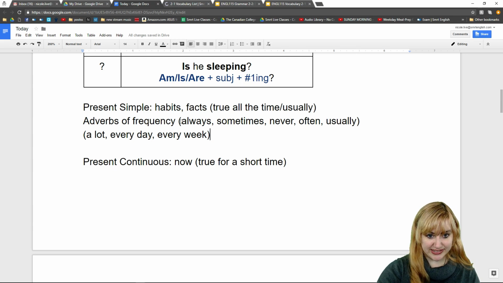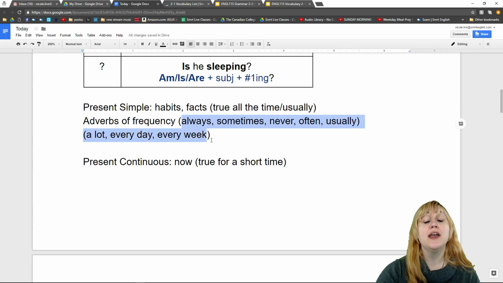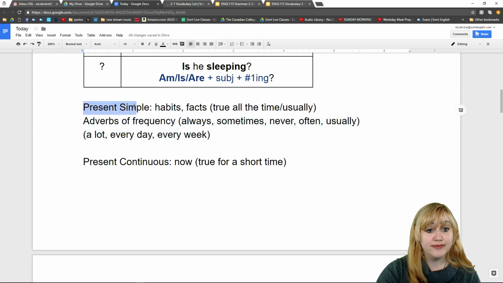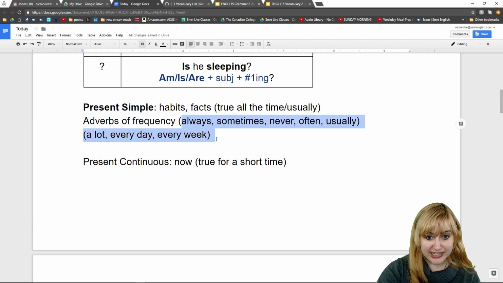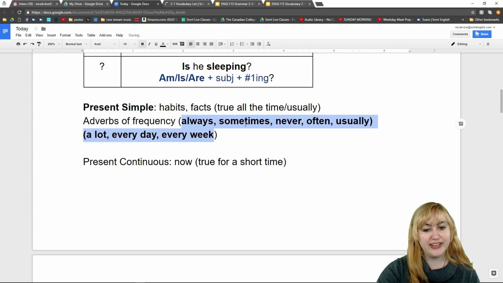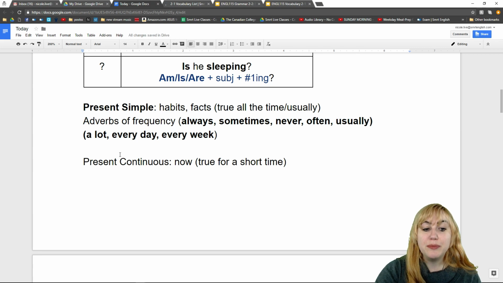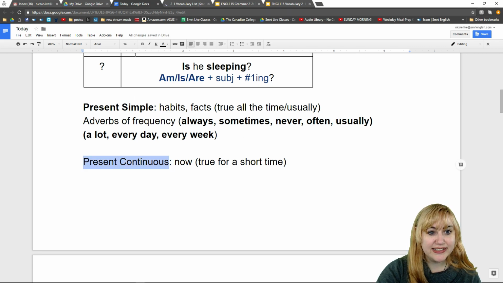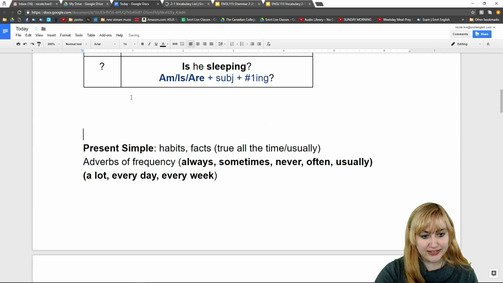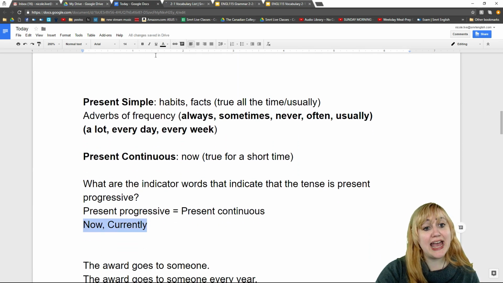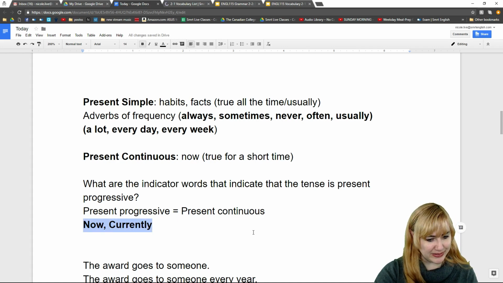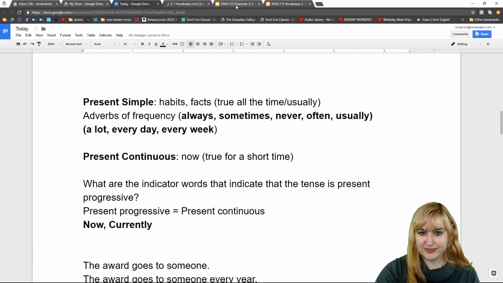So these words are good indicators of present simple. So let me make these bold color. Okay. And then for present continuous, and I'll push this down a little. We have words like now or currently. All right, so I hope that helps a little bit. We have one or two more things to talk about.